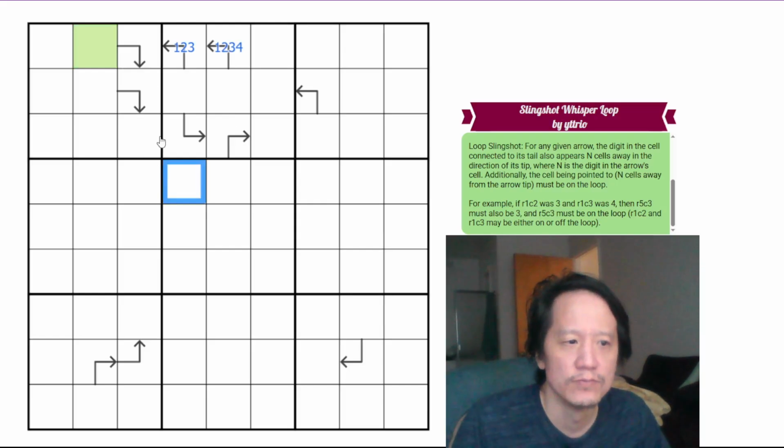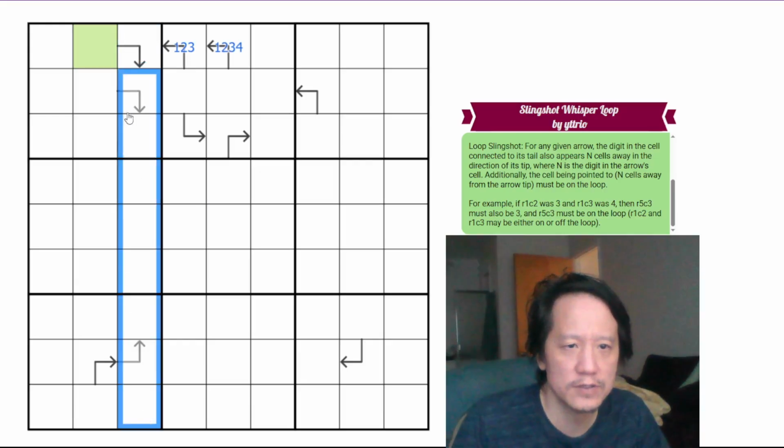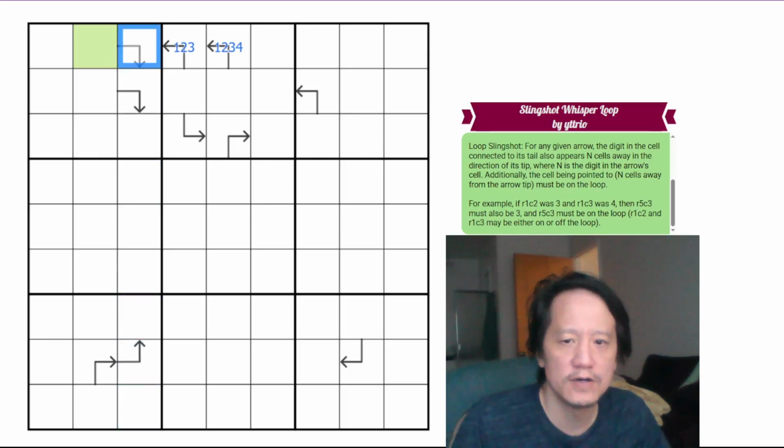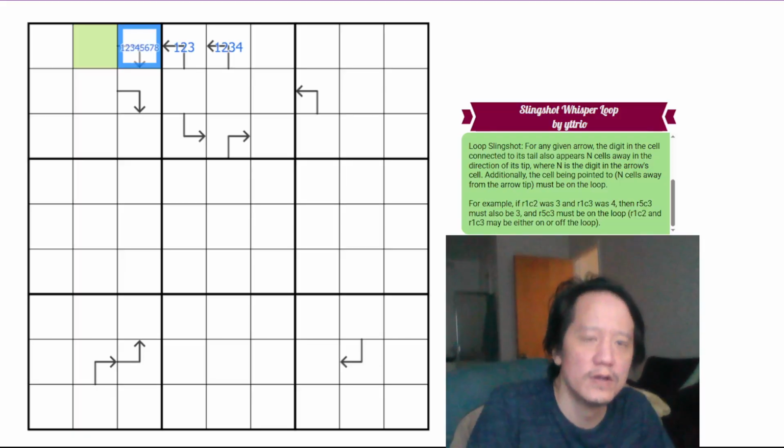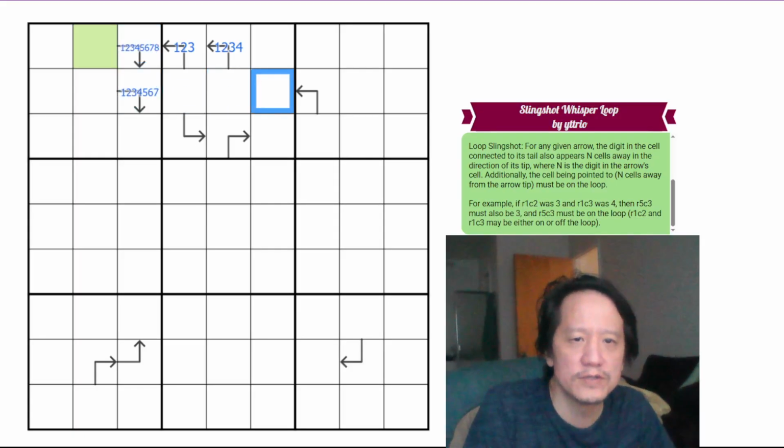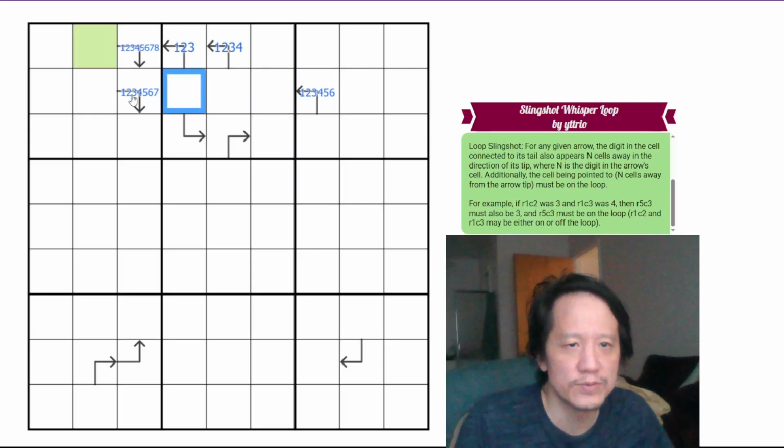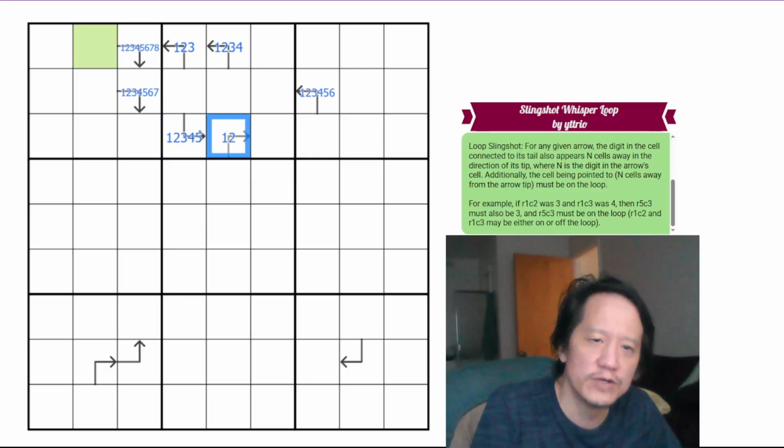This must be 1 through 8, because it could be 1, 2, 3, 4, 5, 6, 7, 8 away. This could be 7 away. This can be 6 away, right? 1, 2, 3, 4, 5, and 6. This is 5 away, and this is 4 away.